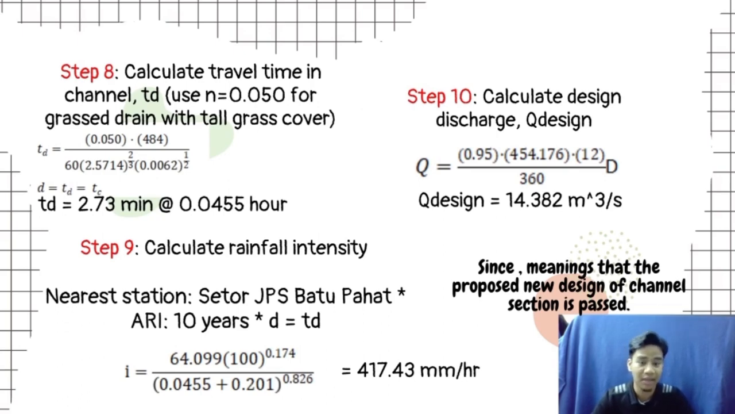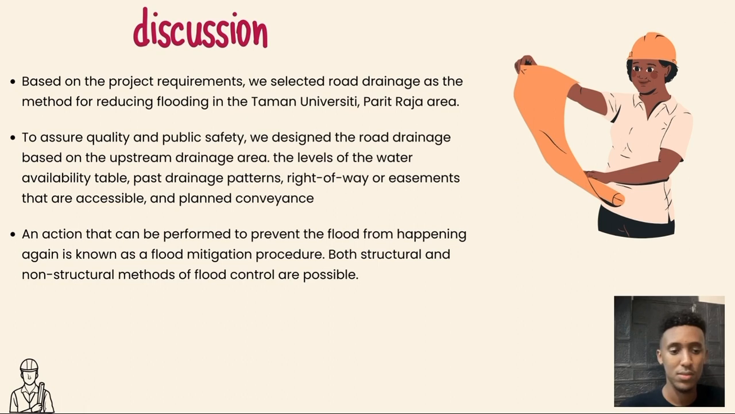The I that we get is 417.43 millimeters per hour. And the last step is to calculate the design discharge, which is Q design, and the Q design that we get is 14.382 meters cubed per second. And since the Q design is larger than Q peak, meaning that the proposed new design of the channel section is passed.